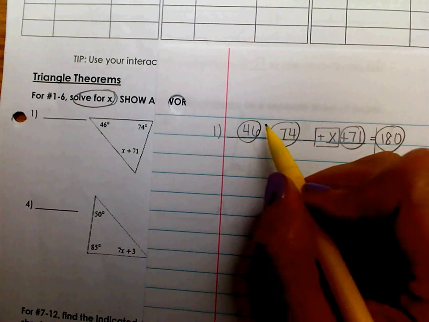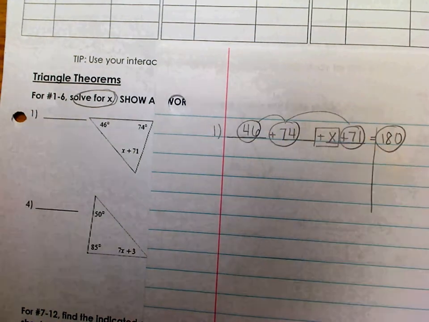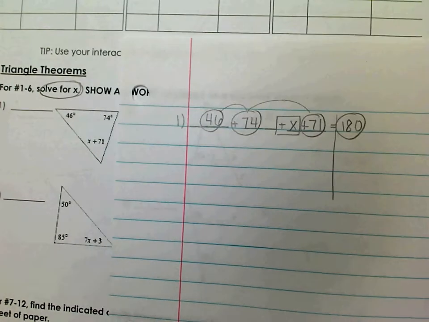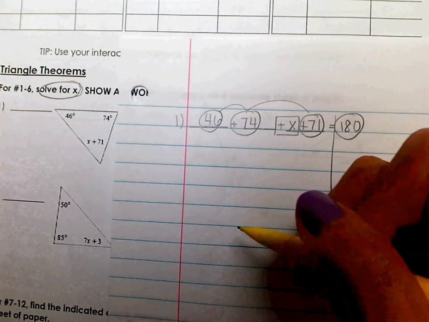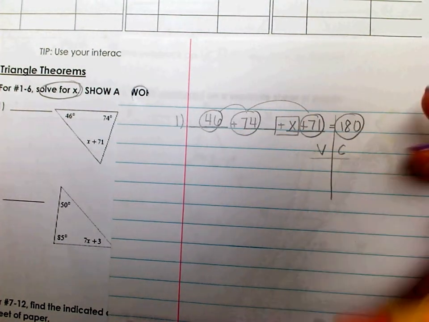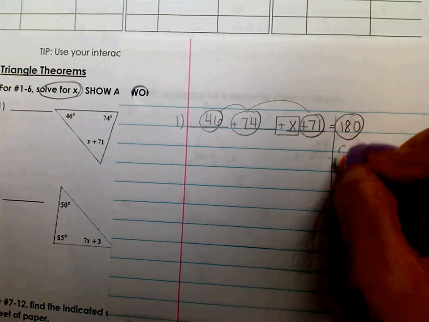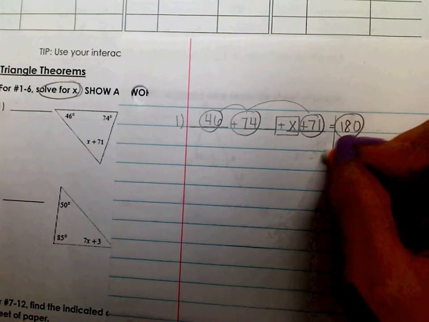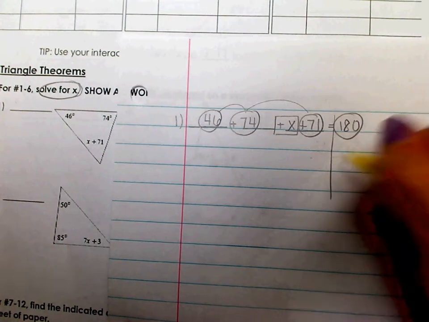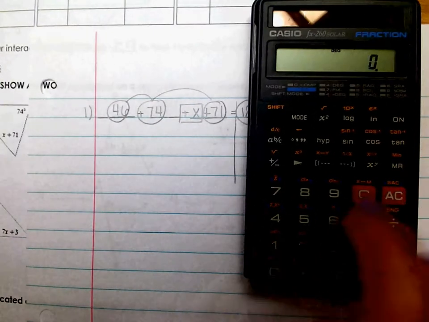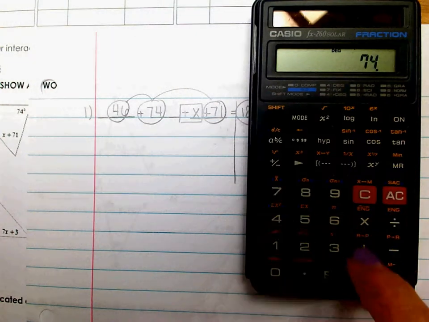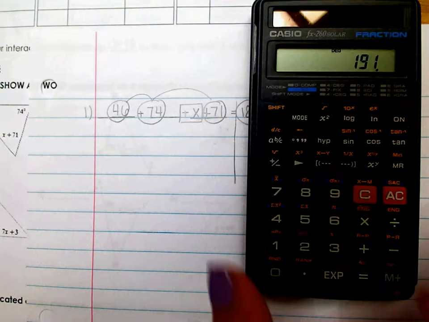Okay, these are all like terms. Now, if you like the variable constant method, we can do that in a second as well. I'm not going to do that for every one of these, but those of you that like the variable constant method, go for it, and then just play the video and see how you did. So 46 plus 74 plus 71 equals 191.